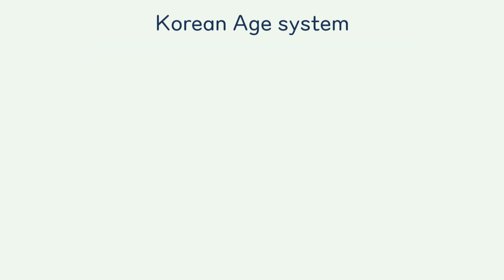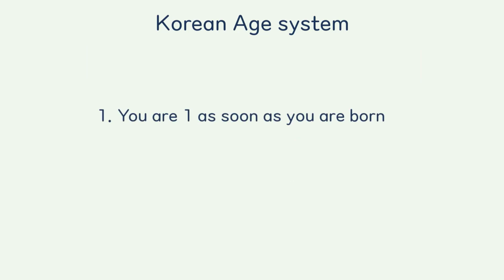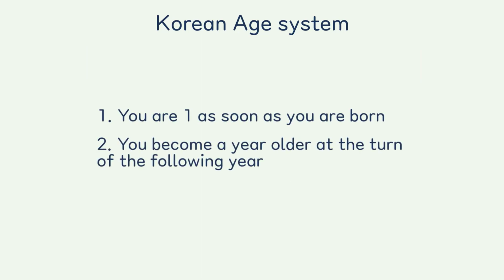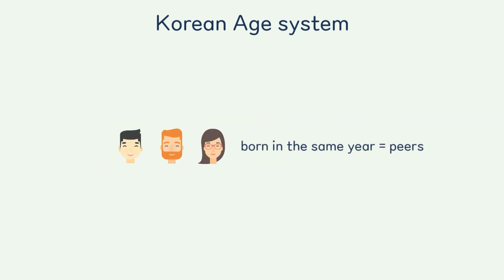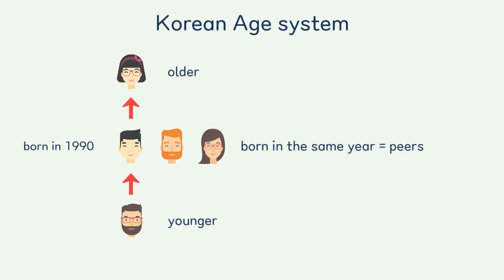So the two important points to note are 1, you are 1 when you are born, and 2, you become a year older at the turn of the following year. And this is the age system that determines social hierarchy in Korea. In Korea, those who are born in the same year as you are considered your peers. Those who are older have seniority, and you have seniority over those who are younger than you. So if you were born in 1990, you need to be respectful towards those born in 1989 or earlier. And to those born in 1991 and later, you can be more casual as you are older than them.